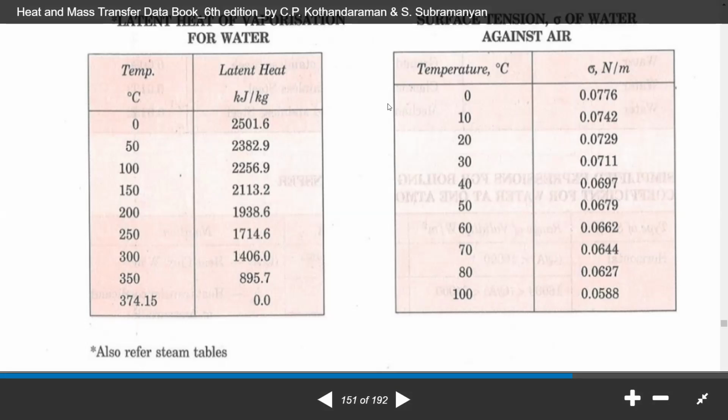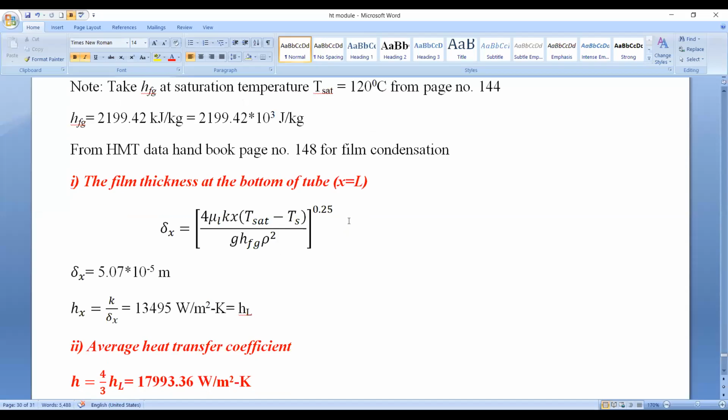I hope this is clear. Okay, now let's go to the main sheet. Yes, so hfg equals 2199.42 kilojoules per kg, or you have to take this in terms of joules per kg. That is 2199.42 into 10 to the power 3 joules per kg.